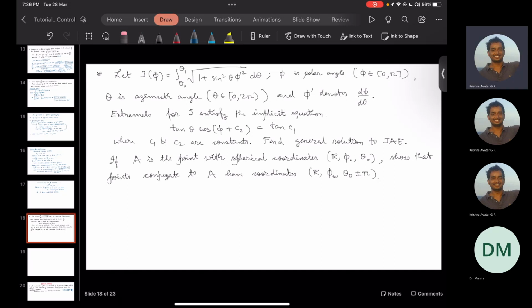So let's begin with the solution. We have the implicit equation for the extremal. Let me just call this equation P as a function of phi, theta, c1 and c2. This is just some surface equation, a hypersurface equation to be more precise, minus tan of c1. So this is what it looks like. Now let's determine the general solution to the Jacobi accessory equation.